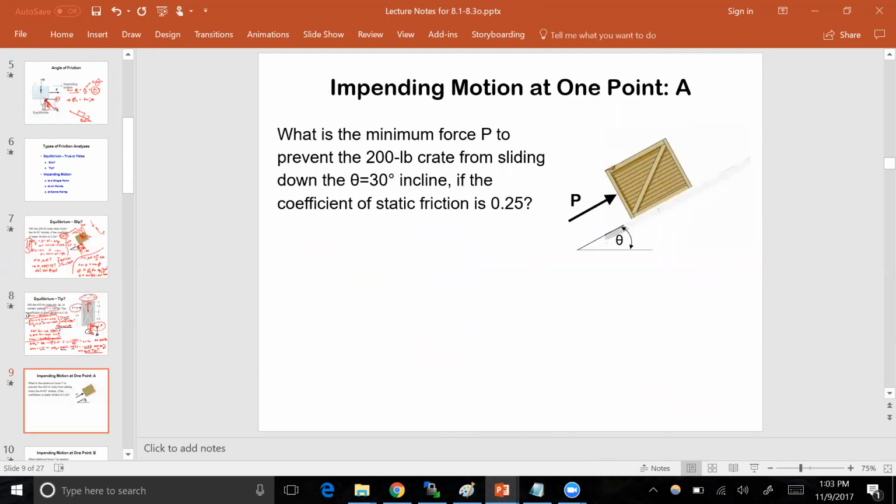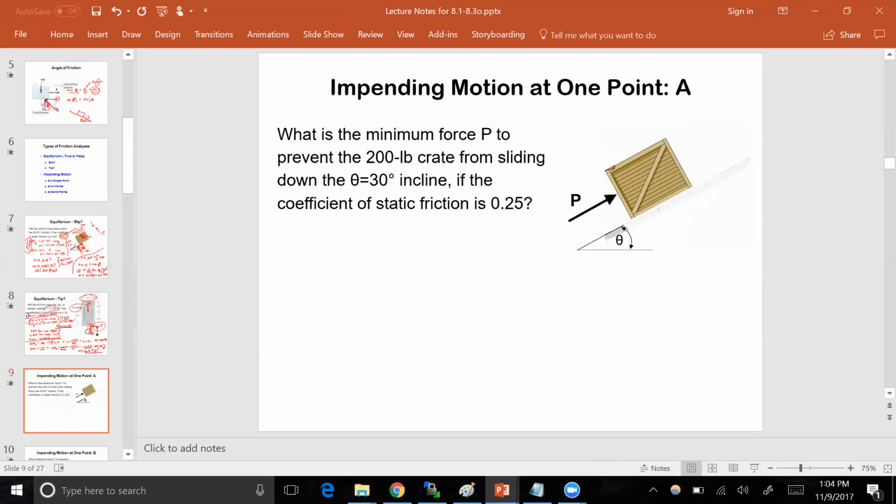So that takes us to this notion of impending motion. So those first two questions were like, is this thing going to be stationary? Is it going to slip, or is it going to tip under these circumstances? The other kind of questions we get asked with friction is, what is the minimum force to get this thing to start slipping, or to prevent it from slipping.